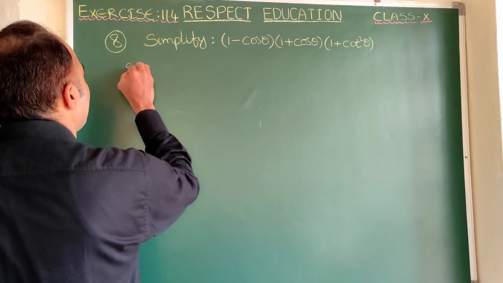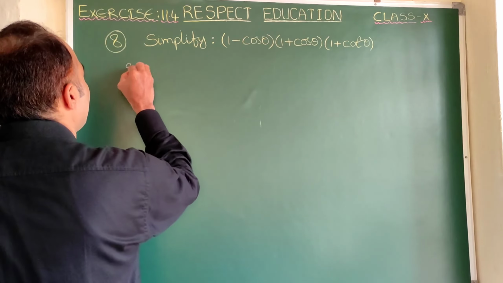What is the formula? (a plus b) into (a minus b) is a square minus b square. Based on this formula, first let us simplify the first two easily. Here in place of a, 1 is there. In place of b, cos theta is there. So let us write the question for the first step: (1 minus cos theta) into (1 plus cos theta) into (1 plus cot square theta).